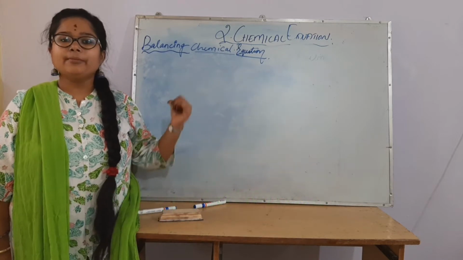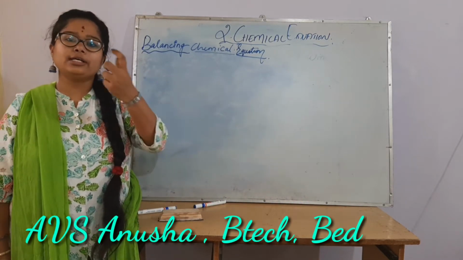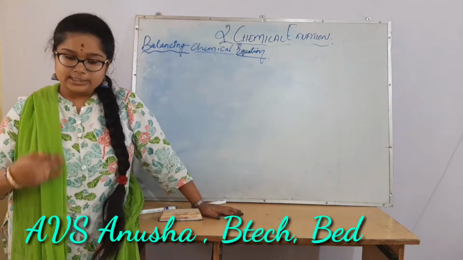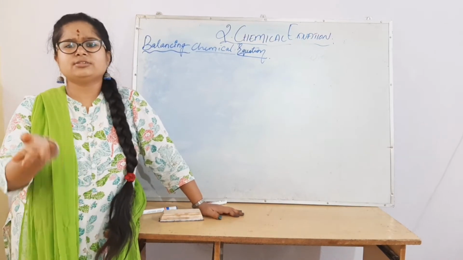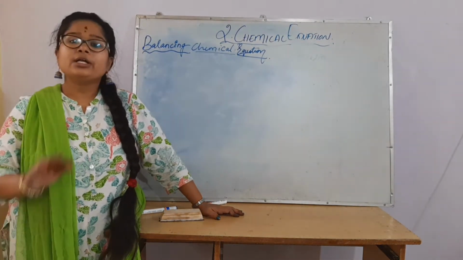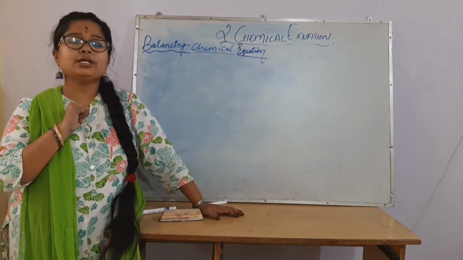Here I am to tell you about balancing of chemical equations. As we have studied, there are different types of changes, and how to write exothermic and endothermic reactions, and all we have learned. Now let us see what a chemical equation is. What is a chemical equation?